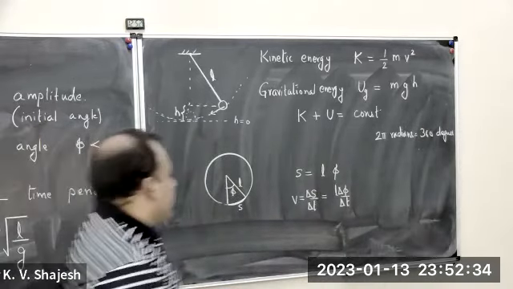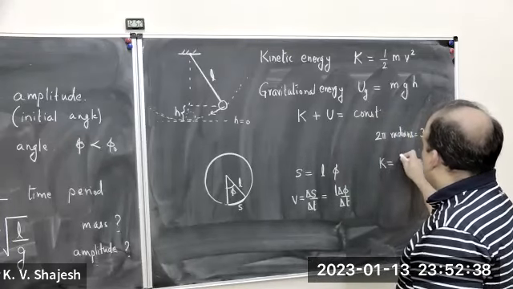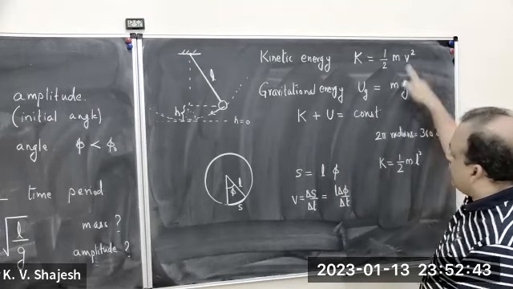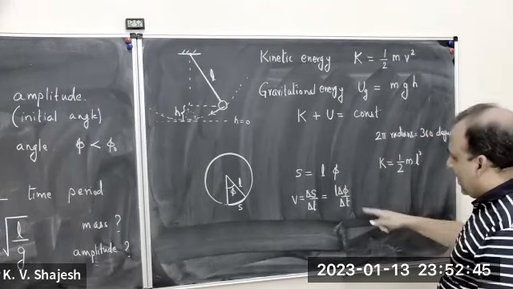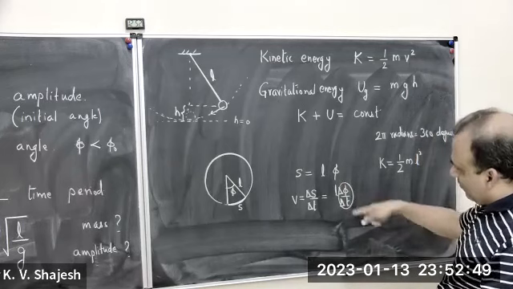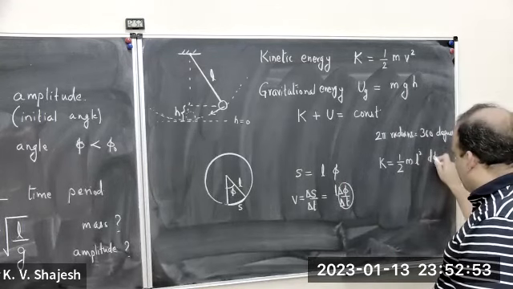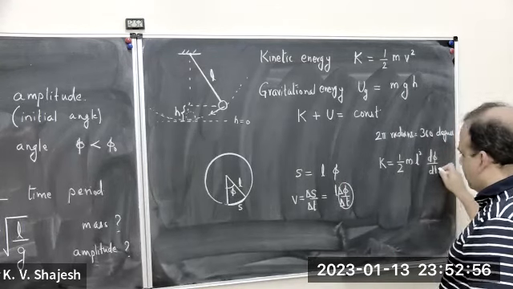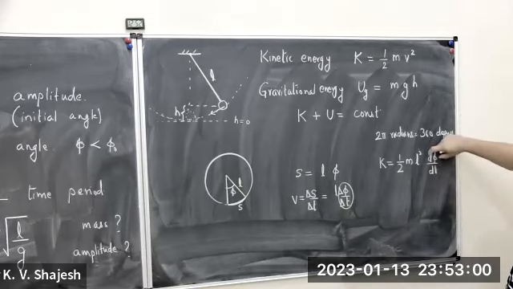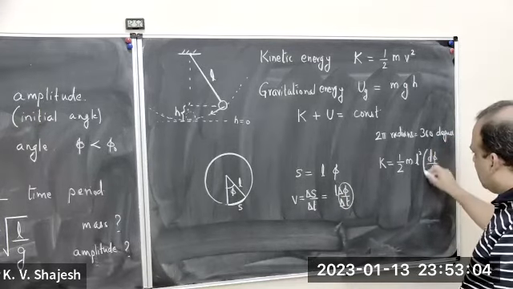With that idea, K turns out to be equal to half m L square, because there are two velocities, so L square. And this whole quantity, instead of change d phi, let me write this as d phi over dt. This represents change in phi, this represents change in t, and then you square that.